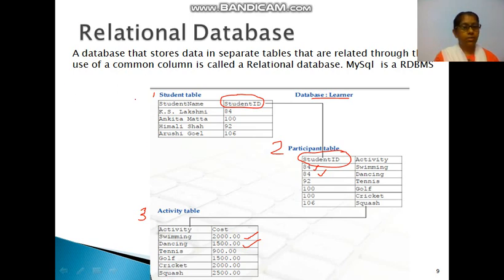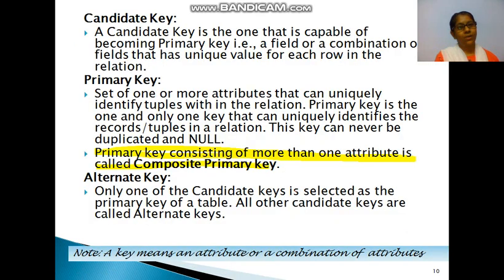Table means two-dimensional representation of data in rows and columns. So here inside this database, there are three tables. All these tables are connected. Such a database system we call a relational database. And MySQL, we can say it as RDBMS. It's a software used to create and maintain these relational databases.